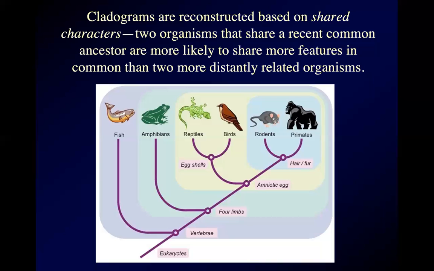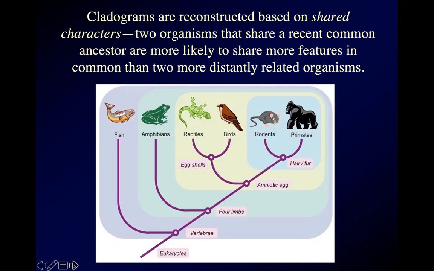And frogs don't have those amniotic shelled eggs, but frogs, lizards, birds, rodents, and primates all share the feature of 4 limbs. So those 5 we think have an even more distant common ancestor, more distant in time. And then all of the organisms shown here have vertebrae, have a backbone basically. And we can keep on pushing this farther and farther back. And the principle that we use for drawing these is that the more features 2 organisms share in common, the likelier it is that they share common ancestry.